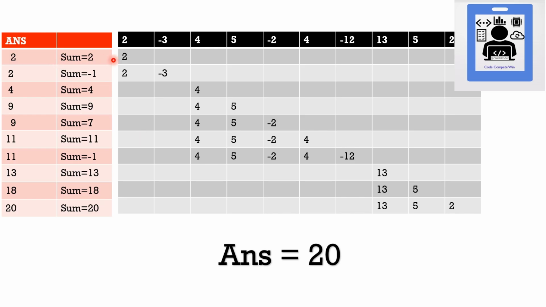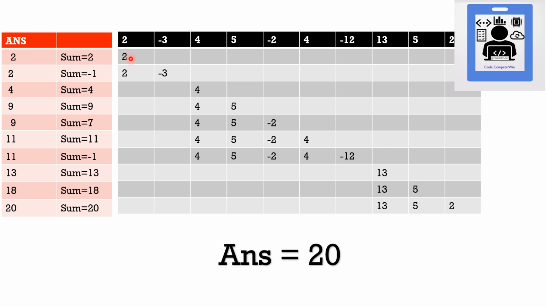Let's do one exercise. You are given an array of size 9 which contains 2, minus 3, 4, 5, minus 2, 4, minus 12, 13, 5 and 2 as its elements. Let's start the iteration. First, our answer is equal to array[0], which means answer is 2.